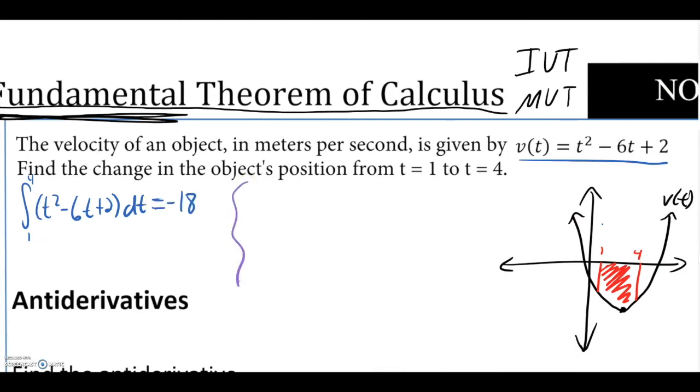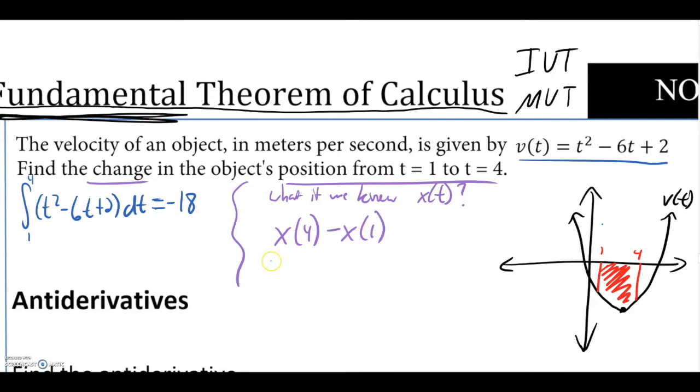But I want you to think of this in a slightly different way. We could find the change in an object's position if we knew its position function. Let's call that x of t. If we knew x of t, the change in distance would just be the position at the final value 4 minus position at the start value. So again, final position minus initial position.